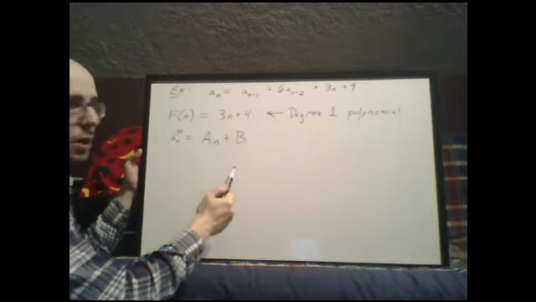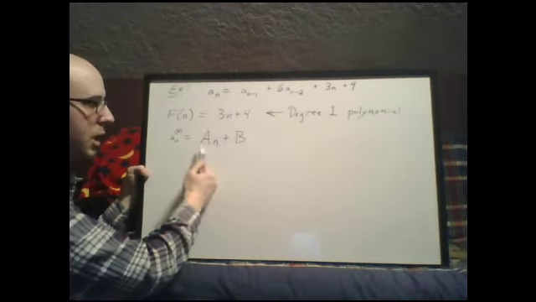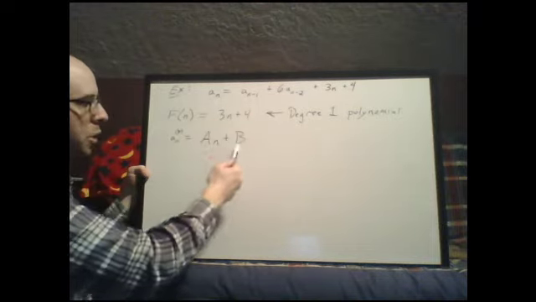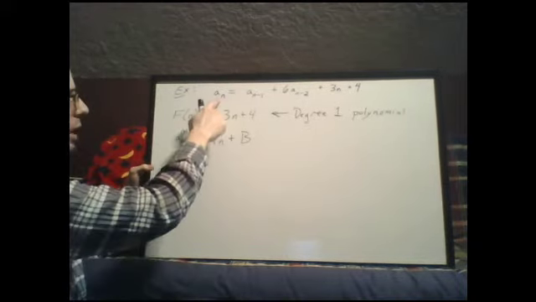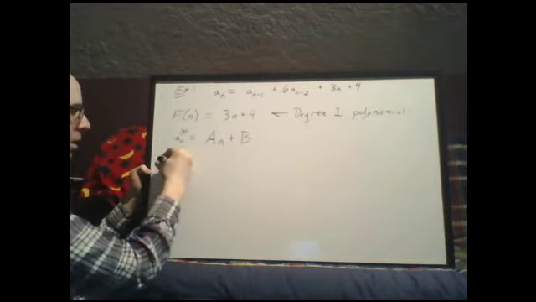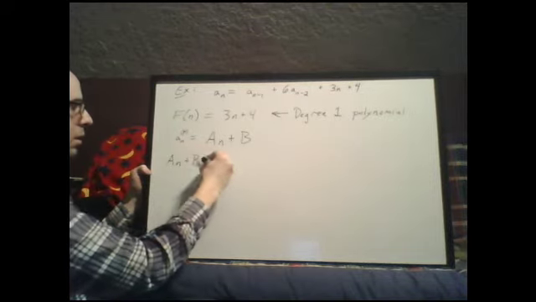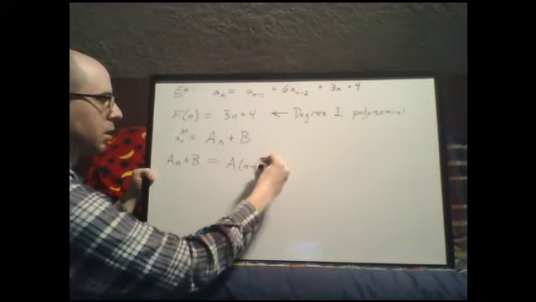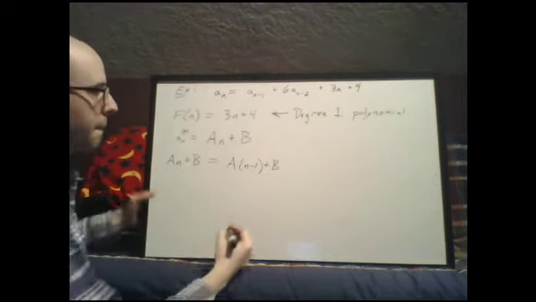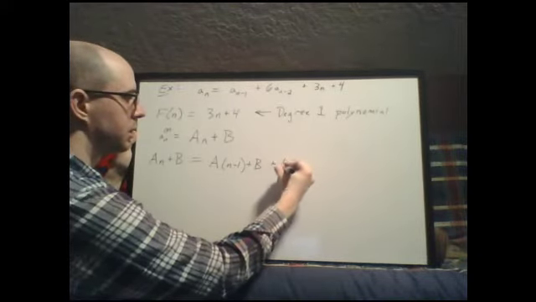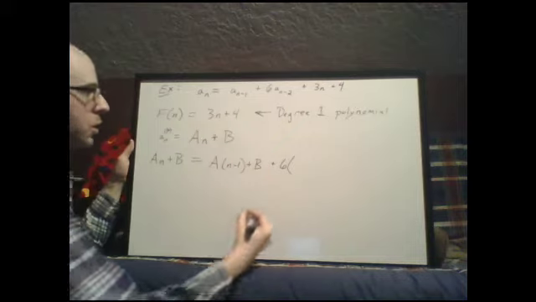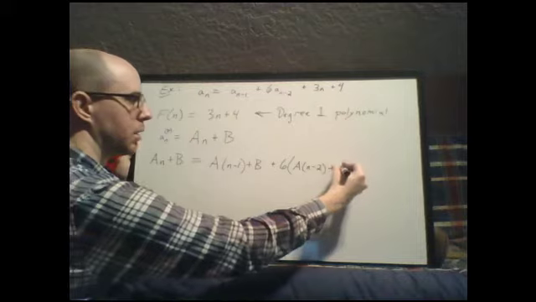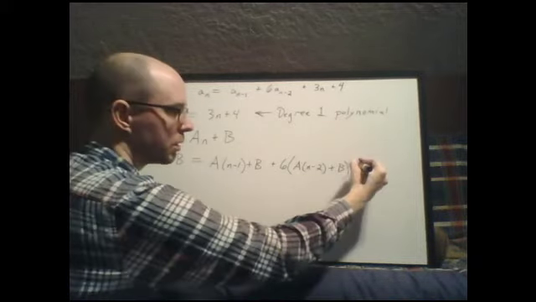Just like before, once we guess the form with these unknown coefficients, we plug this function into the recurrence and then try to solve for A and B. So a_n becomes A n plus B. a_{n-1} becomes A times (n minus 1) plus B. Then I've got plus 6 a_{n-2}, which would be A times (n minus 2) plus B. And then plus 3n plus 4, that's just itself.